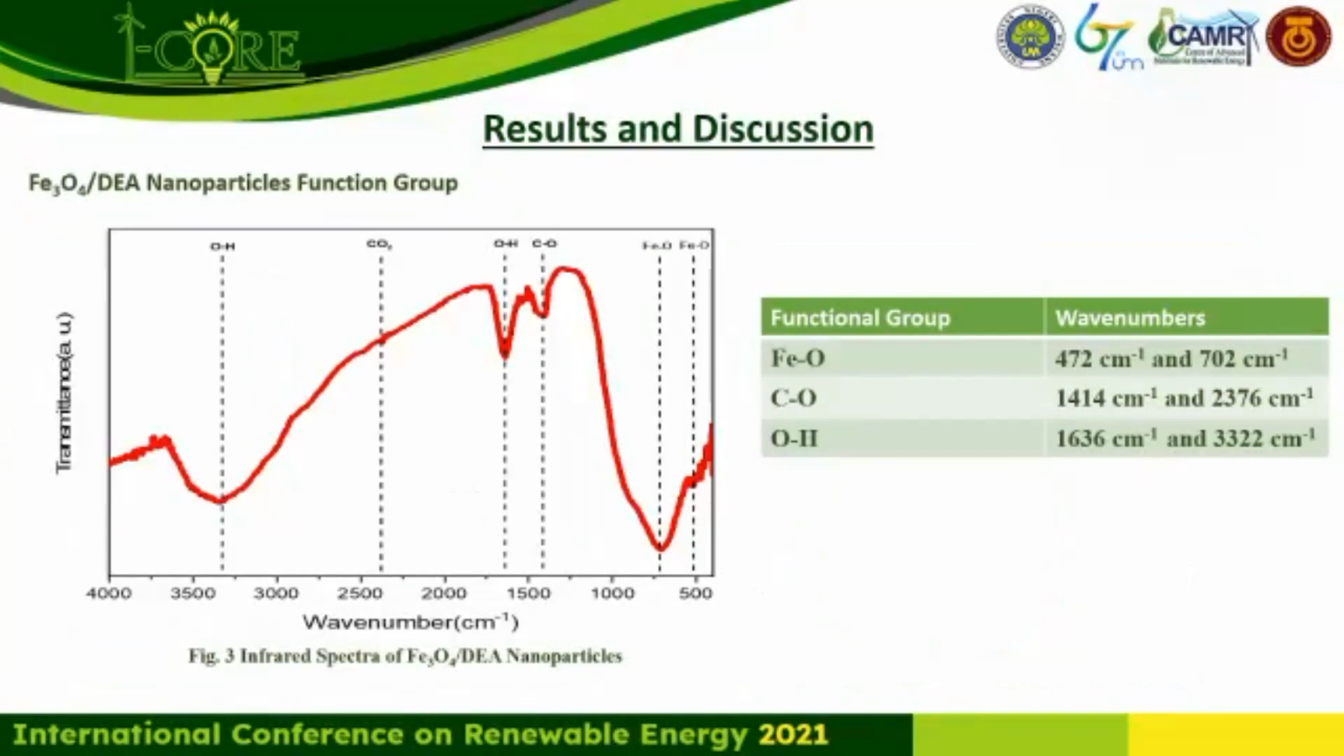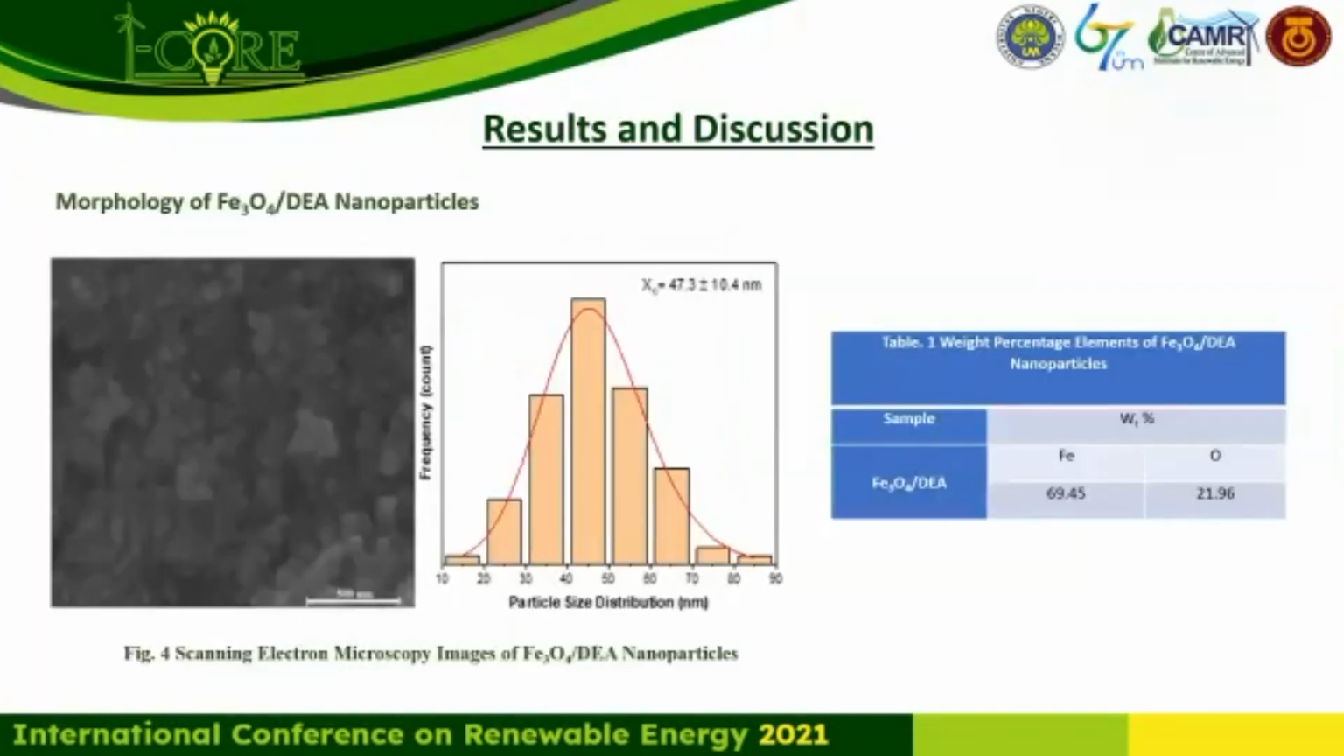Figure 3 shows the infrared spectra of magnetite diethylamine nanoparticles, representing the vibration of functional groups and vibrational wave numbers contained in nanoparticles. Magnetite diethylamine can be seen in the table. Figure 4 shows the scanning electron microscopy image of magnetite diethylamine nanoparticles.